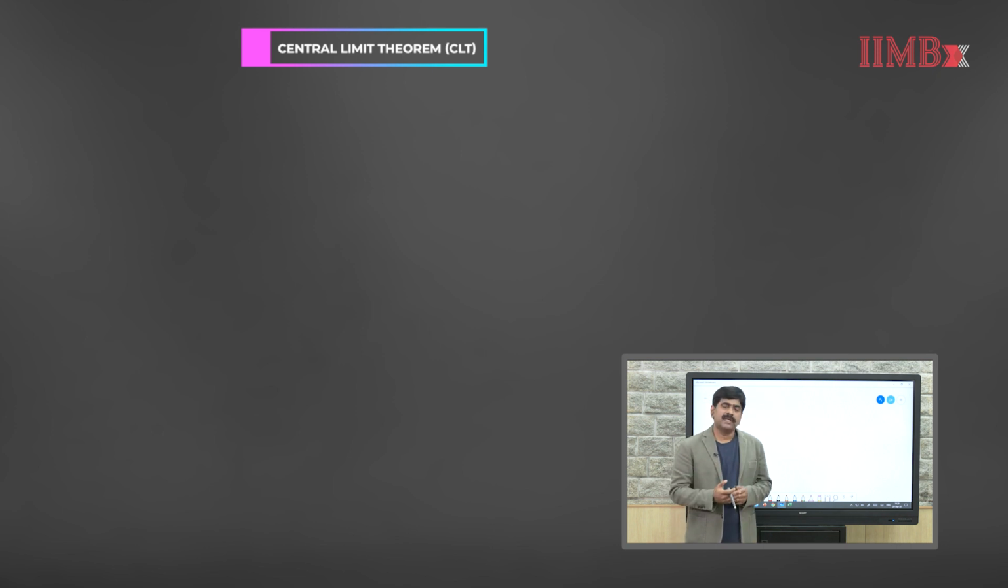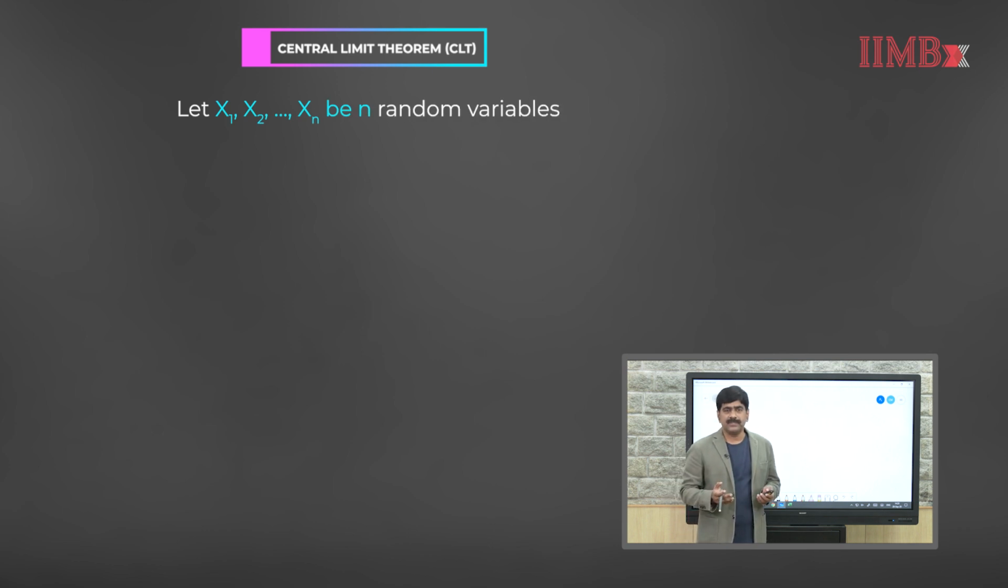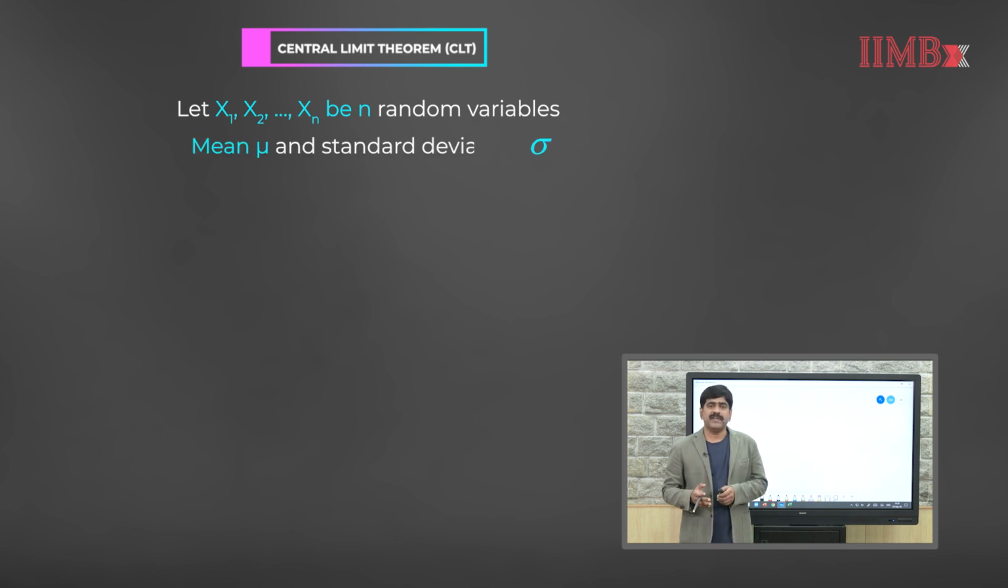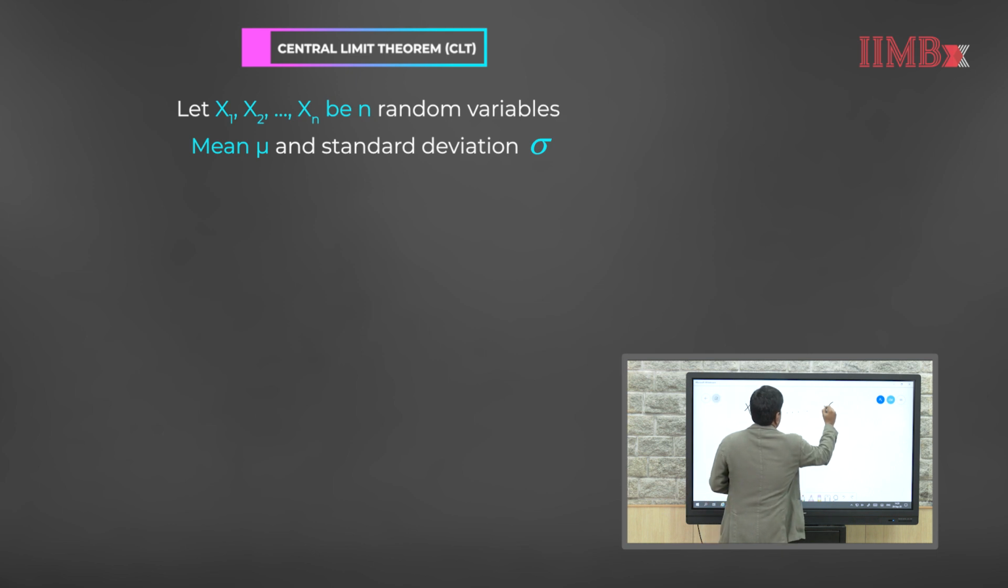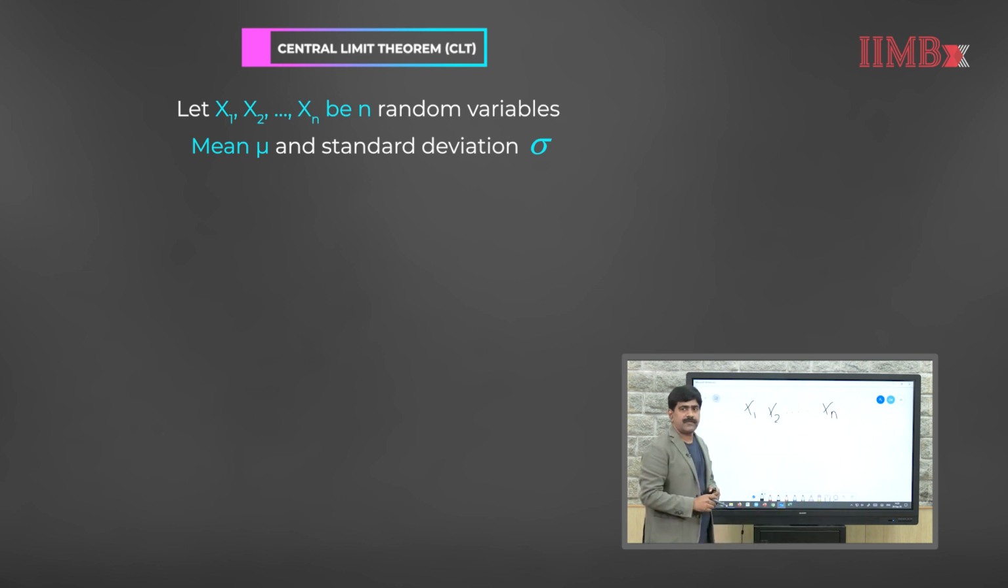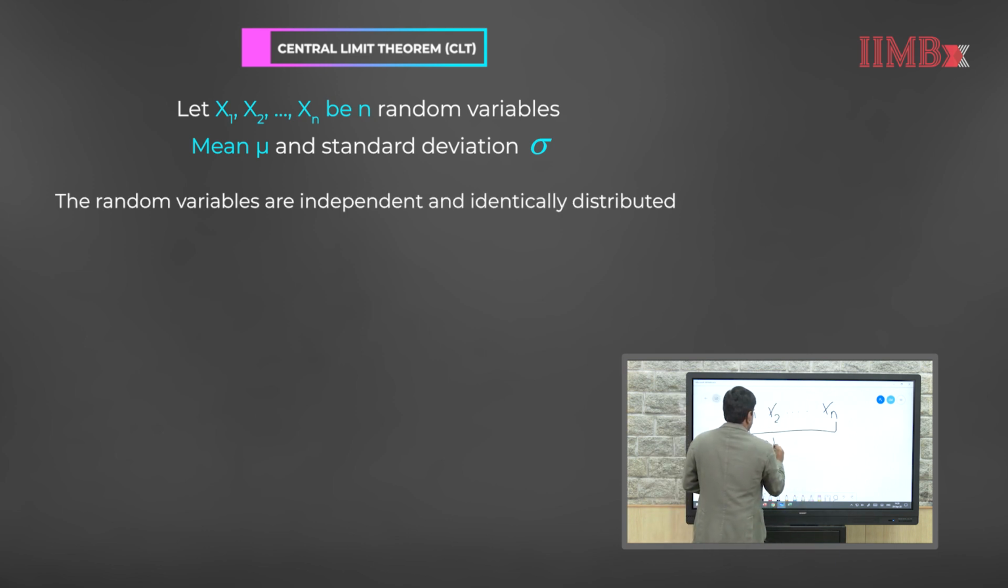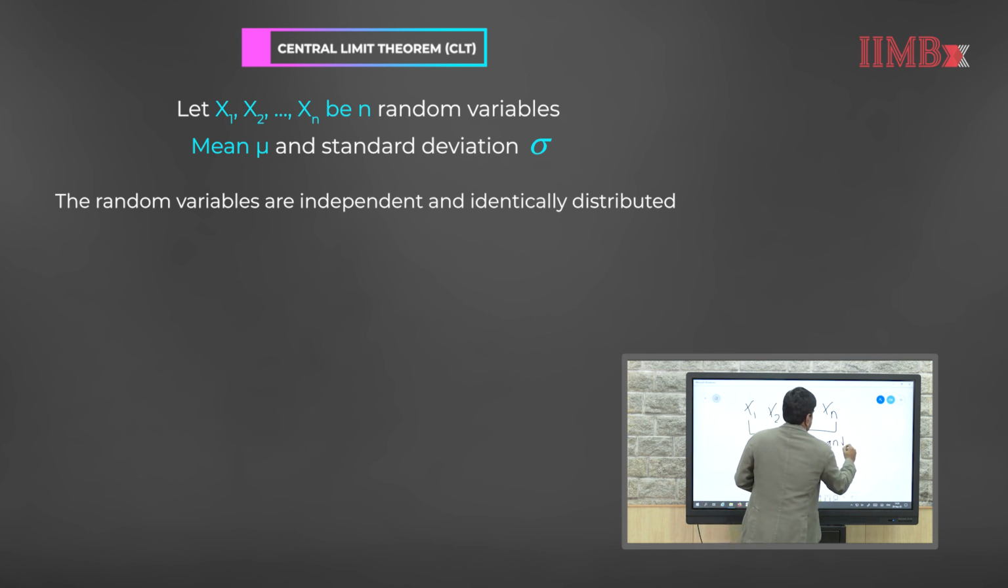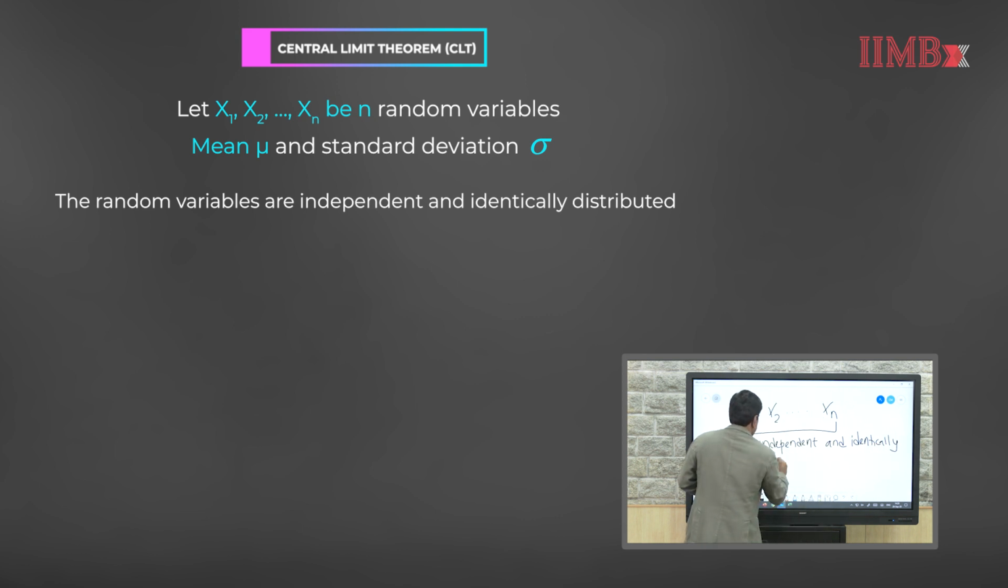Let me state one of them. Let us assume that x1, x2 up to xn are n random variables that are independent and identically distributed with mean mu and standard deviation sigma. So that is, x1 is a random variable, x2 is another random variable, and so on. Xn is another random variable. I am going to assume that these random variables are independent and identically distributed.